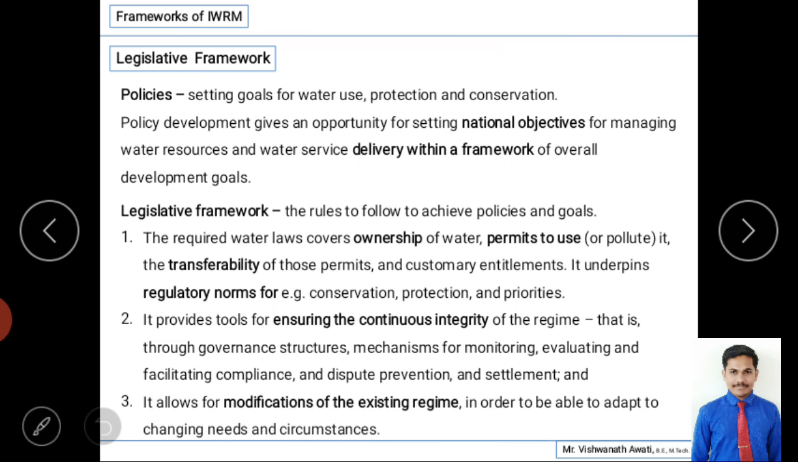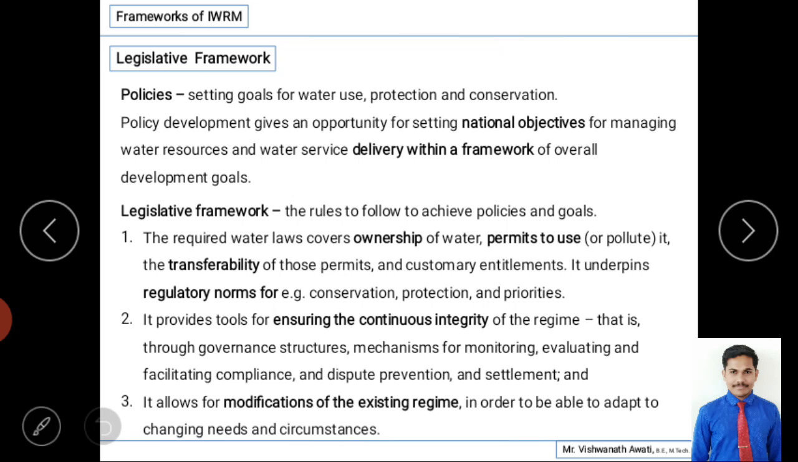Next, it provides the tool for ensuring the continuity and integrity of the regime, through governance structure, mechanism for monitoring, evaluating, facilitating compliance and dispute prevention, settlement and so on. For example, we have some rivers that are intra-state or intra-nation, and we have some countries which share the water, right?